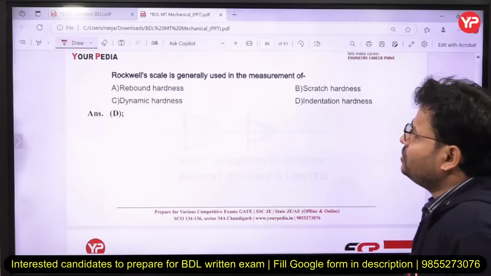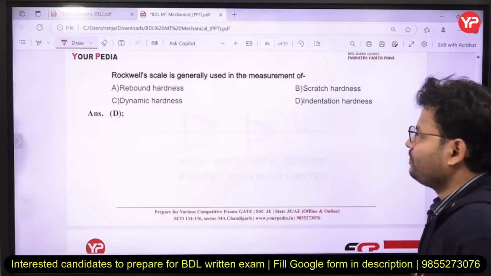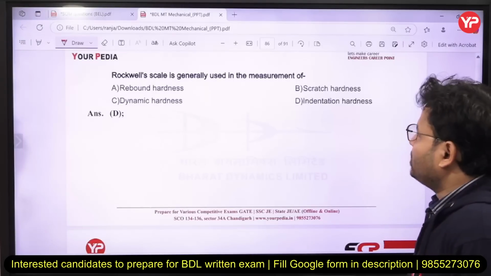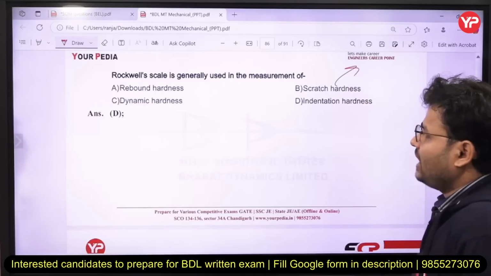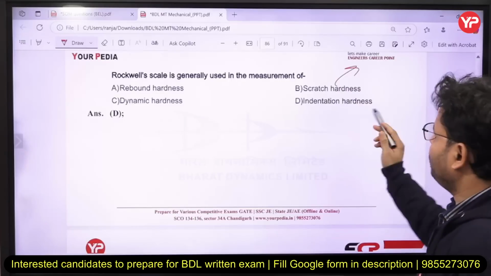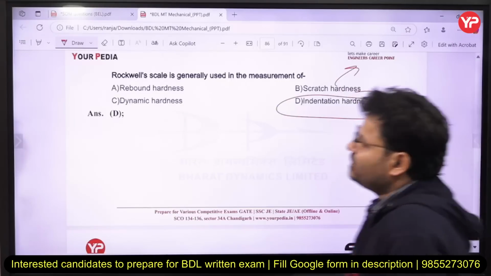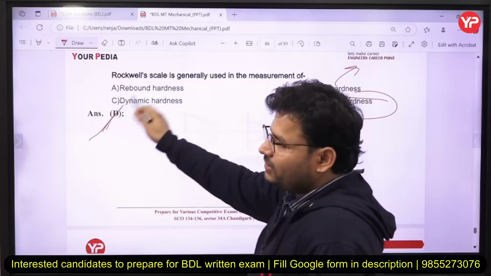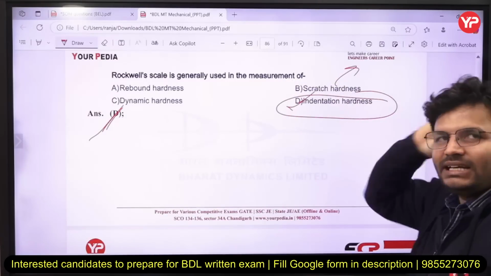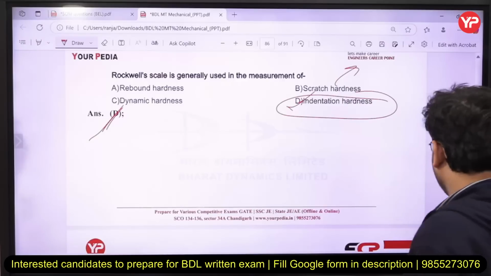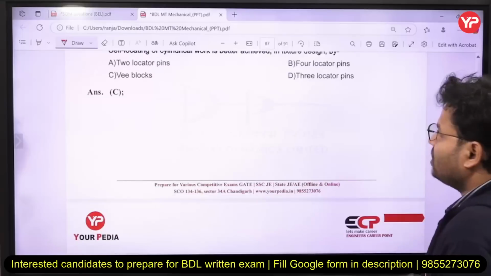The Rockwell scale is generally used for the measurement of? Raw scratch hardness? Scratch hardness is going to be measured by Mohs. So it is dynamic indentation hardness. Rockwell is going to measure the indentation hardness, so D is the right answer. Indentation hardness is by Rockwell. Scratch hardness by which one? Mohs. Right, now we have seen. Next.